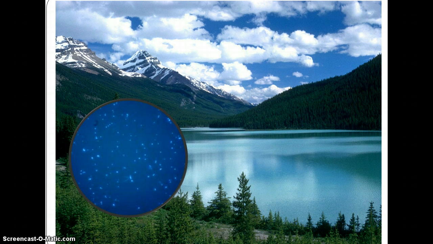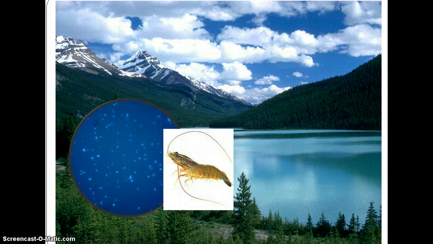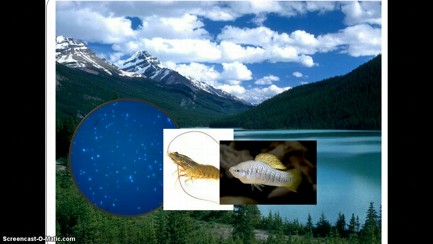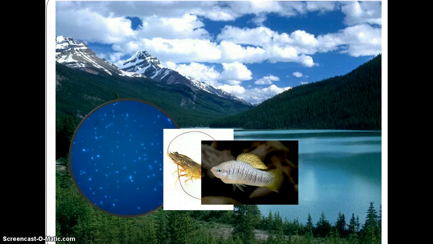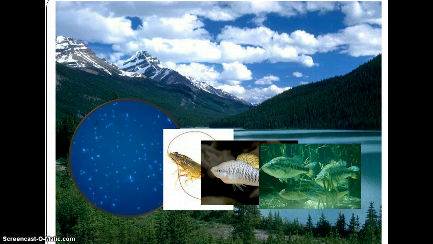Let's take a lake for an example. In the lake, there is plant plankton, and the plant plankton is eaten by some shrimp. And then there is a small fish that feeds on the shrimp, and an even bigger fish that feeds on the smaller fish. And then the bigger fish are eaten by bears.